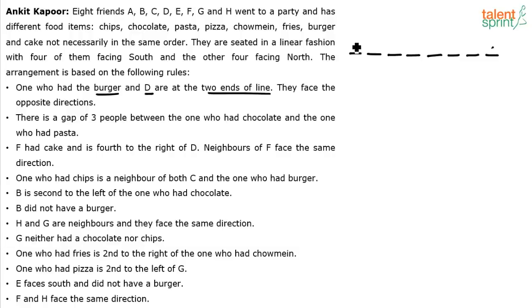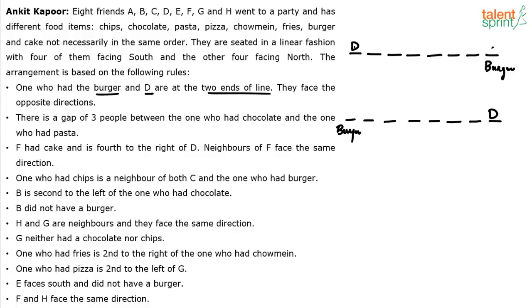So in the first case, let's say D is in this position and burger then comes here. I'll write the food item at the bottom of the line and person on top of the line so that it looks neat and there's no confusion. That's one possibility. What's the other possibility? 1, 2, 3, 4, 5, 6, 7, 8 positions. Let's say burger comes here and D comes here, right? Burger and D are at 2 ends of the line. They face the opposite directions.